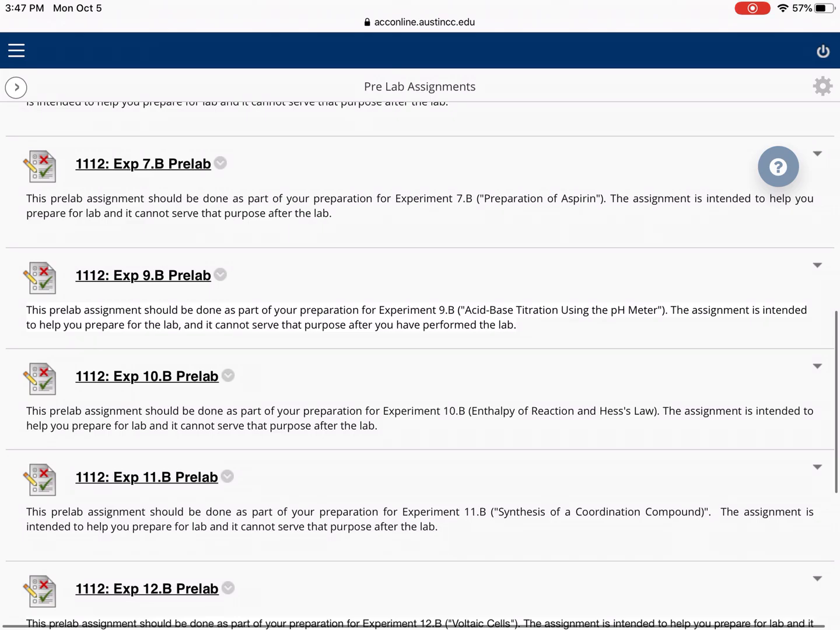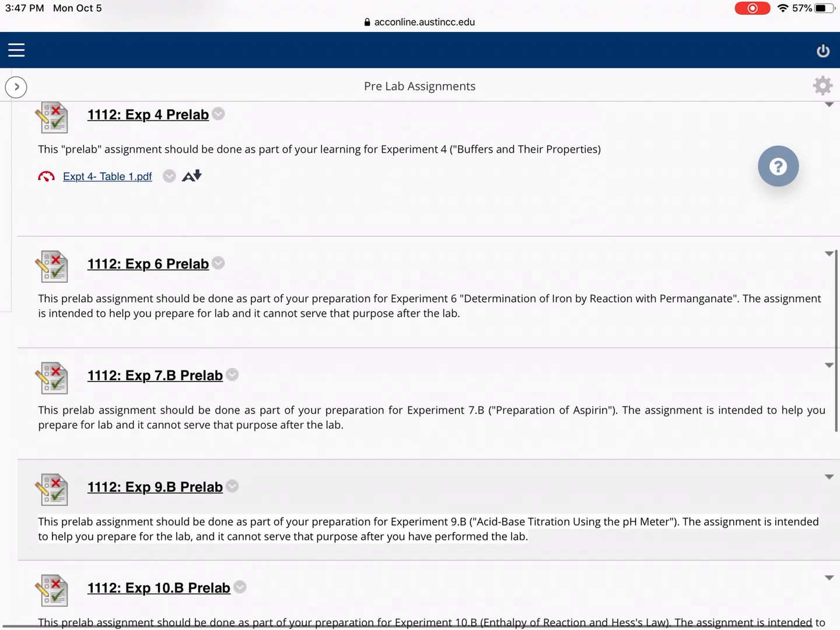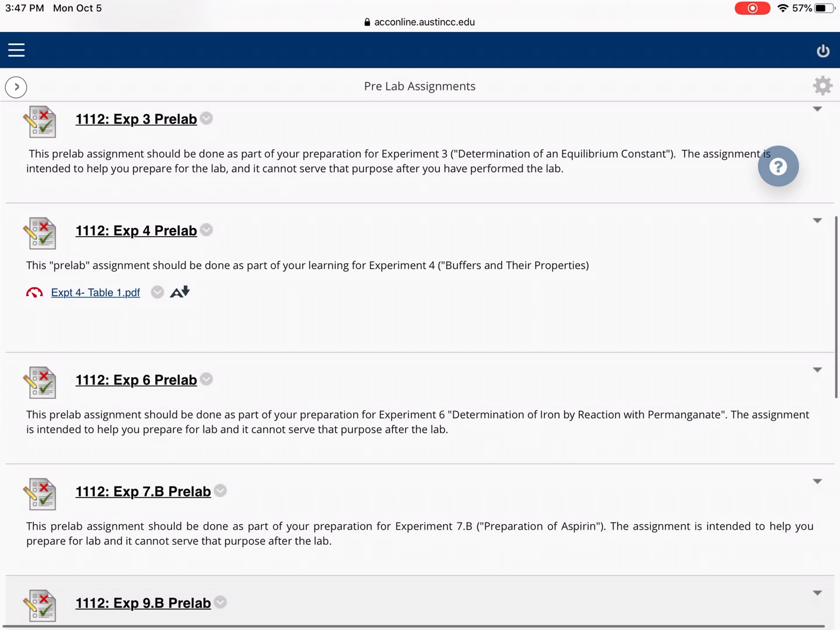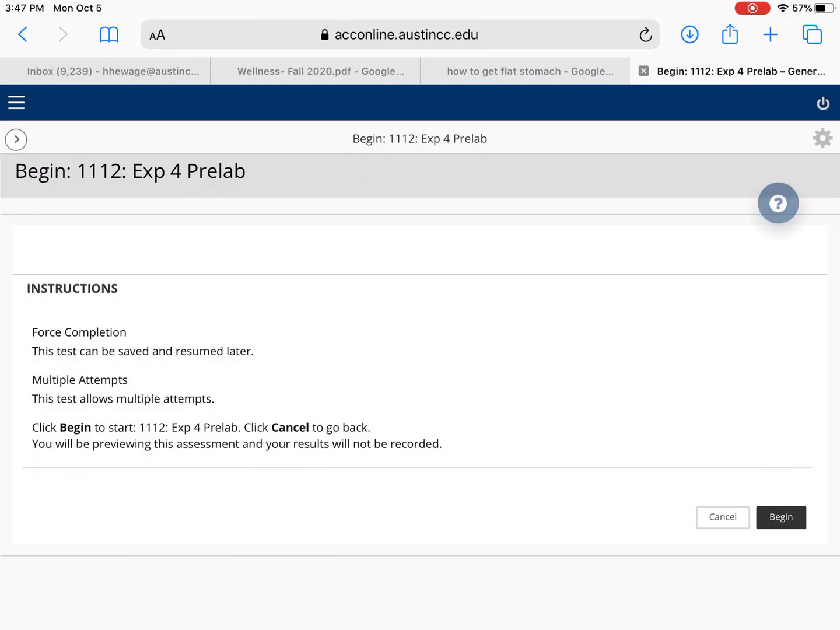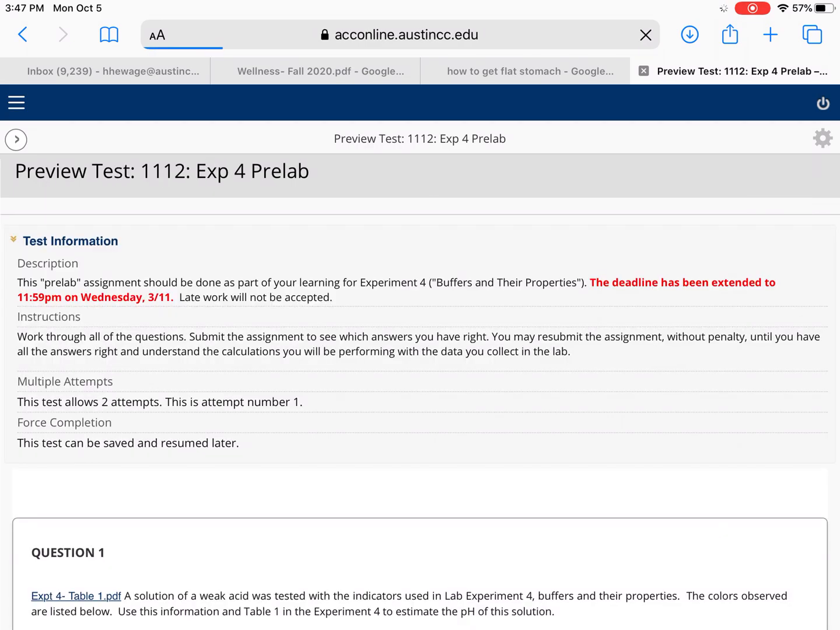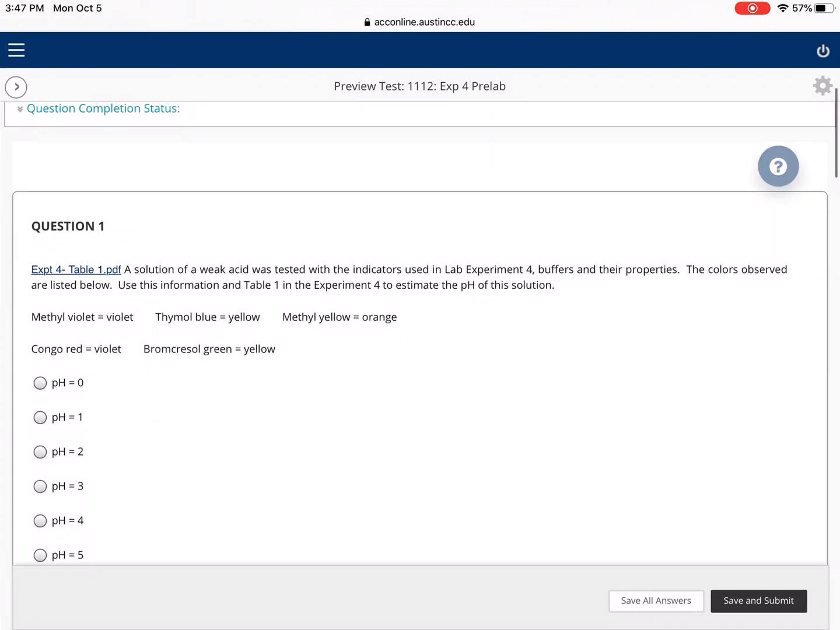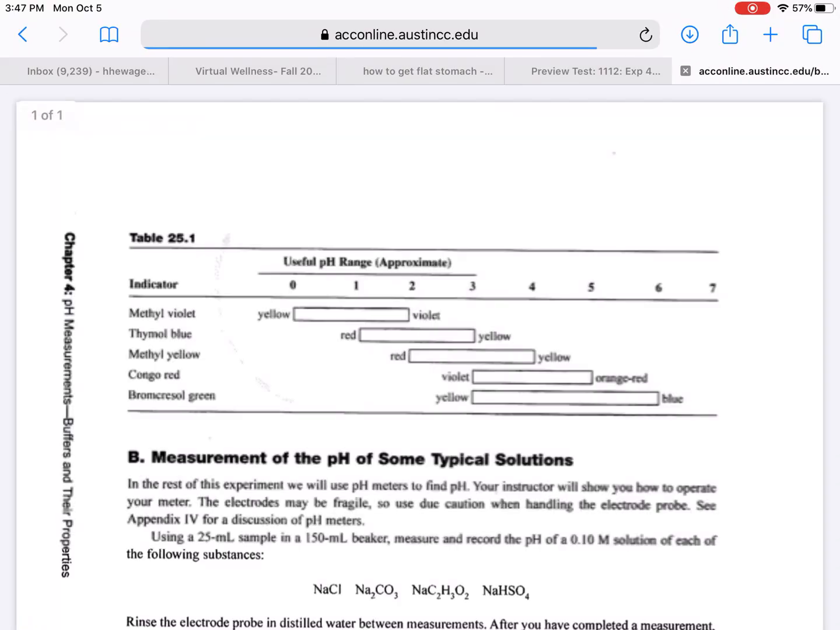Okay, now it is. Let's go to experiment 4. You can also see it here before you begin, but if you don't see it, click the attachment right here, click experiment 4 pre-lab, and when you open it up, you will see the experiment 4 table 1 PDF. You click that, and it'll show you. So this is table 1, which is what you are going to use to find out the pH of the solution.